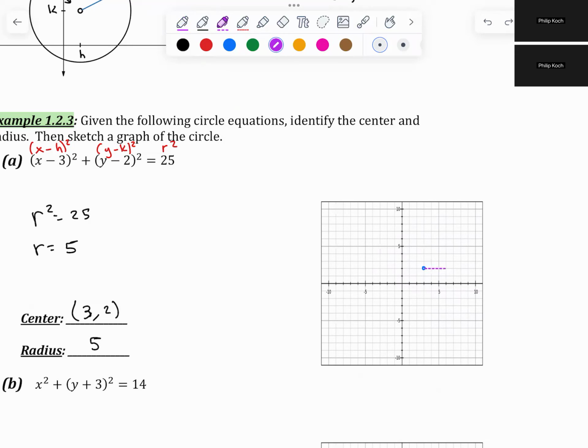1, 2, 3, 4, 5 to right there. Plot that point. Same thing on the other side. 1, 2, 3, 4, 5 right there, which is the point negative 2 comma 2. So we have the point 8 comma 2 and negative 2 comma 2. And then we'll do the same thing up and down. 1, 2, 3, 4, 5. Plot that point.